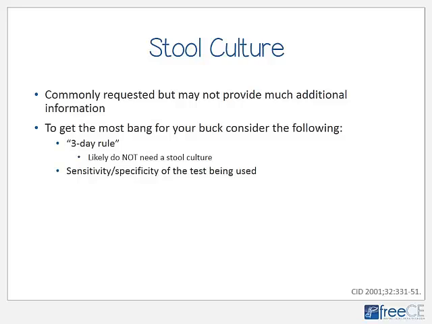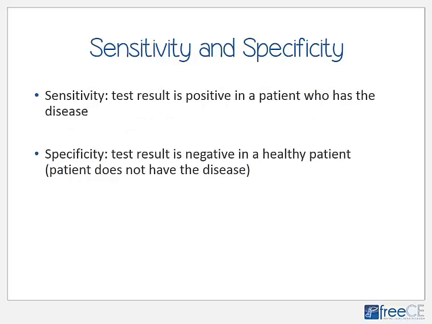So we'll talk on the next slide about the definition of sensitivity and specificity, because I think we can all use a refresher on the definitions from time to time. But considering sensitivity and specificity can help you in determining the utility of your test. So sensitivity is a test result that is positive in a patient who has the disease. So it's how likely you are going to get a positive in a patient who has the disease.